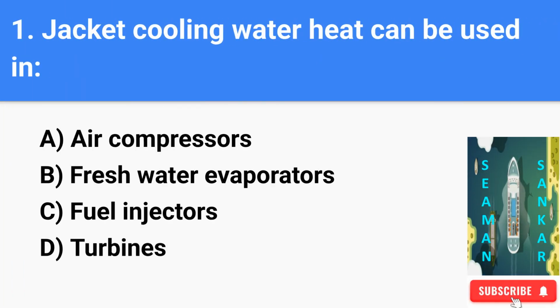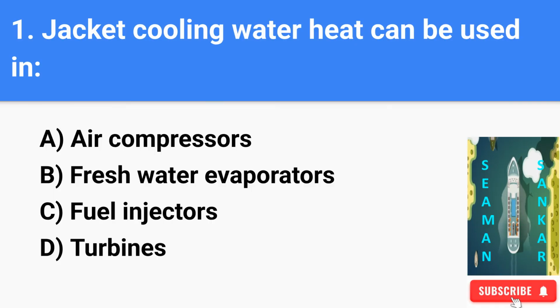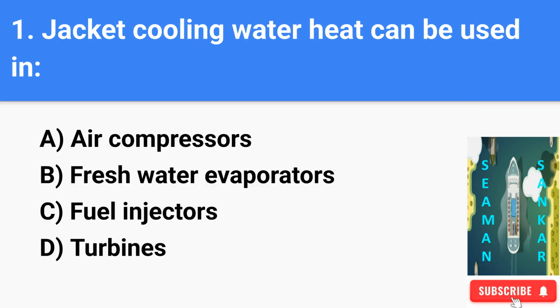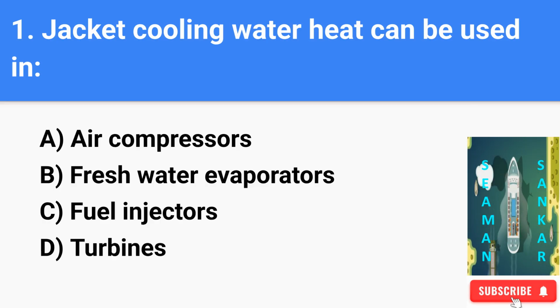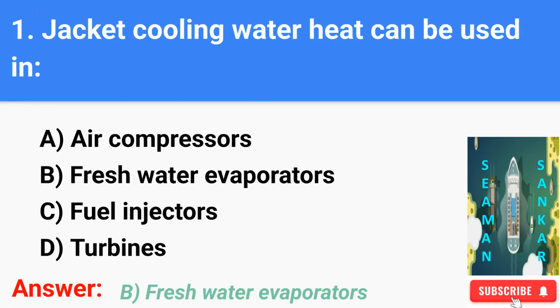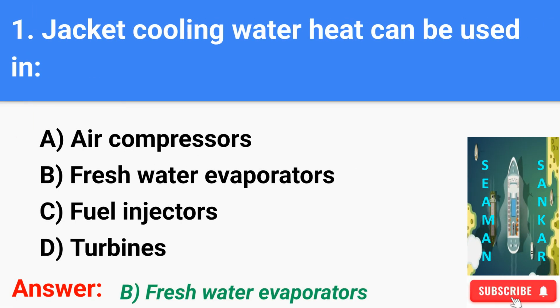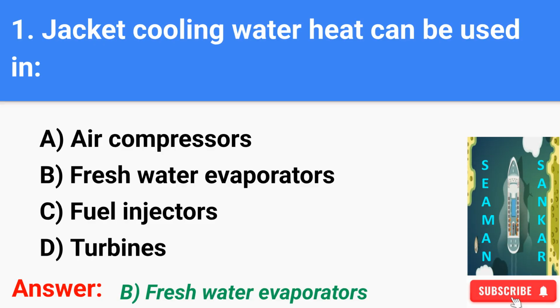Question 1. Jacket cooling water heat can be used in A. Air compressors, B. Freshwater evaporators, C. Fuel injectors, or D. Turbines. The correct answer is B. Freshwater evaporators. Jacket cooling water heat is commonly utilized in freshwater evaporators.